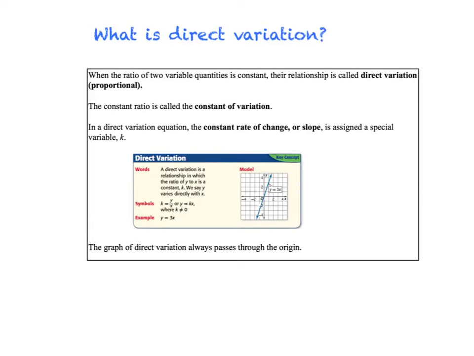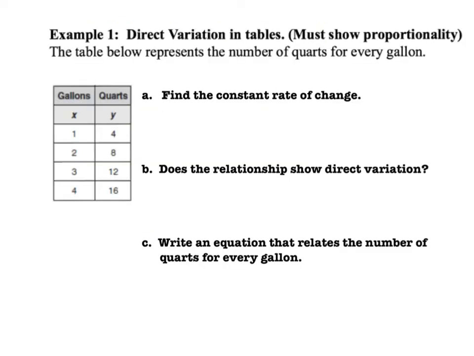In a direct variation equation, the constant rate of change, or the slope, is assigned a special variable, k. So a direct variation, in words, is a relationship in which the ratio of y to x is constant k. We say y varies directly with x. It can be written as k is equal to y over x, or y is equal to kx, where x is not equal to 0. An example is this equation graphed on the line, y is equal to 3x. The graph of a direct variation always passes through the origin.